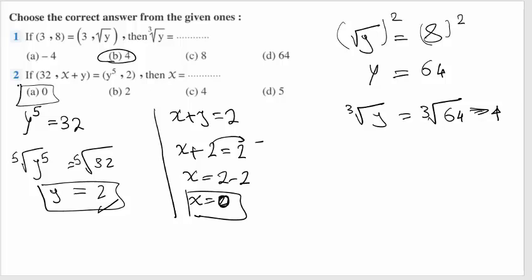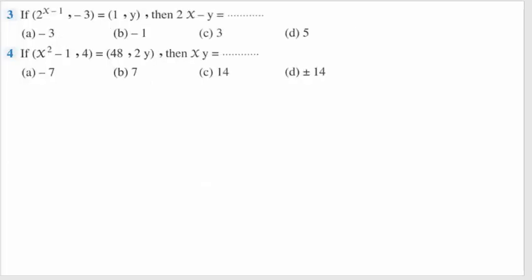The value of x equals 0. Okay, let's continue. Another two examples. The first one, 2 power x minus 1 and negative 3 equals 1 and y. First of all, I will say that 2 to the power x minus 1 equals 1, and on the other hand, y equals negative 3. I got y equals negative 3, which is the final answer.